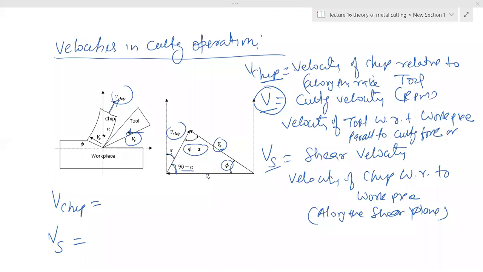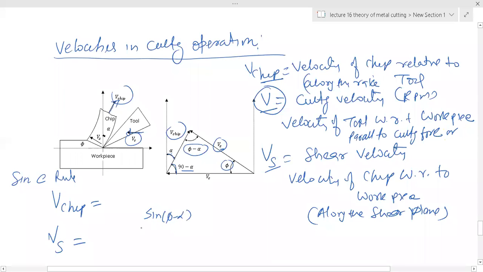Okay, so now very easy. We'll apply the sine rule. You know the sine rule. So sine of phi minus alpha divided by this side, that is your cutting velocity V, and then sine of 90 degrees minus alpha divided by this Vs, and that is equal to sine phi divided by V chip. So this is the sine rule.